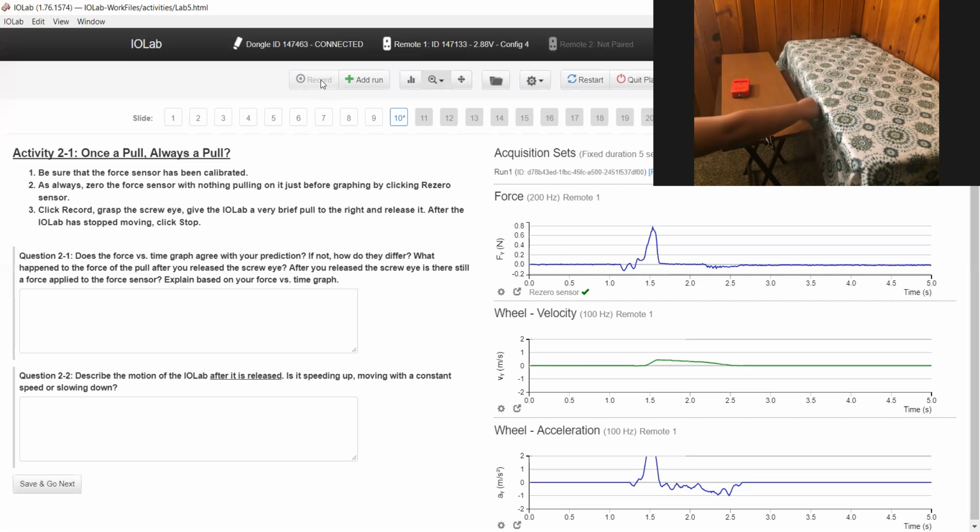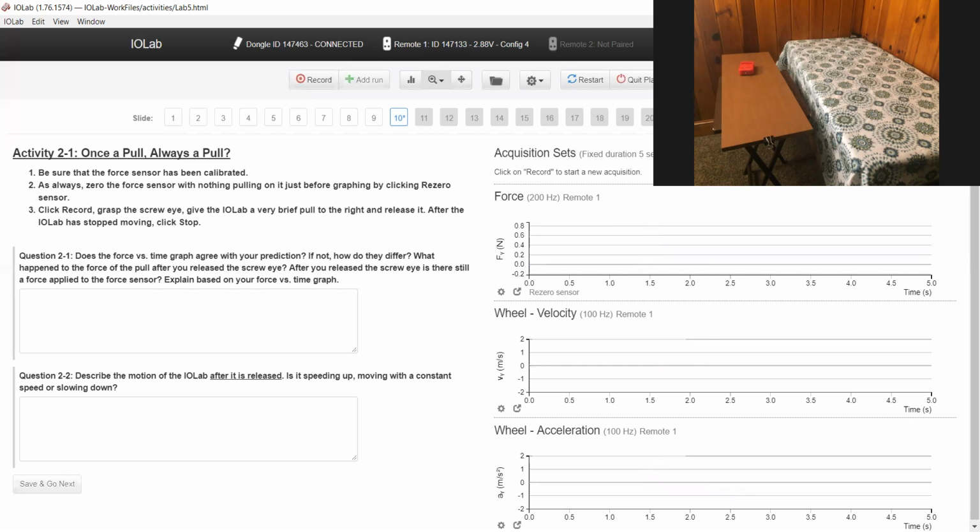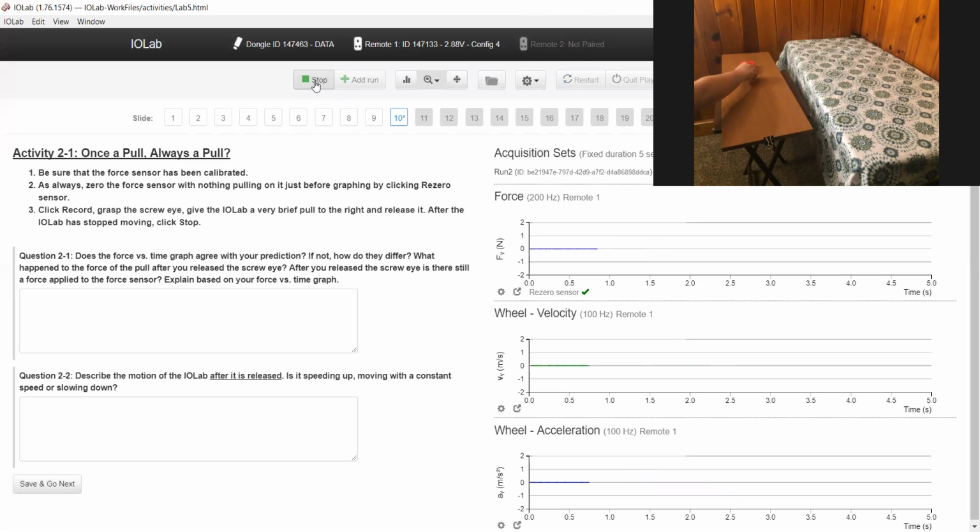Let me do it again. Let's start from here again. I can re-zero since nothing is being measured right now. Now I'll click on record, give it a short pull and then leave it. Let it stop.